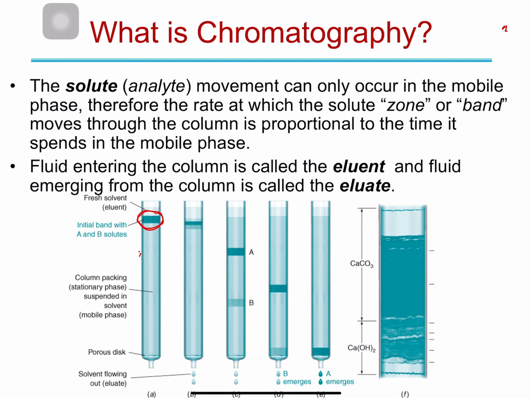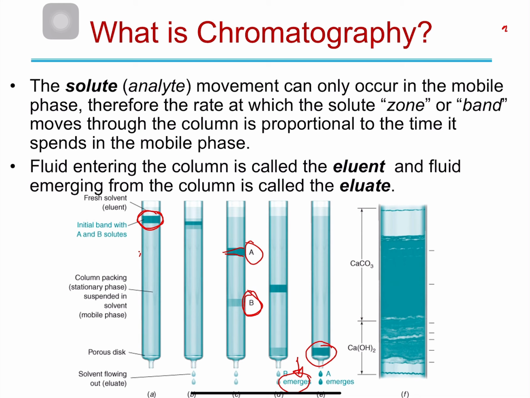So by time, these two substances start to separate themselves and form separate bands. And if A has more affinity for the mobile phase and less affinity for the stationary phase, then it will be eluted first, or come out first out of your column. And if you continue your elution, then you will end up getting A in a pure form, separated from B.